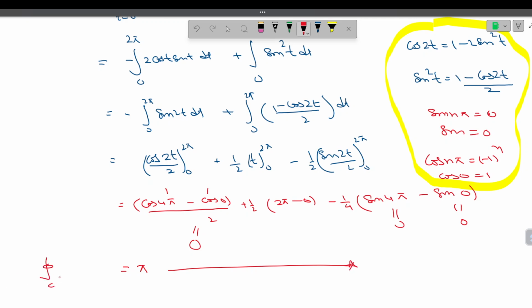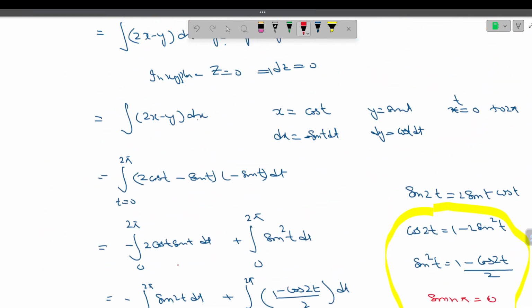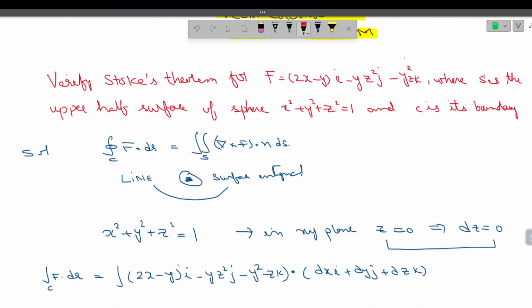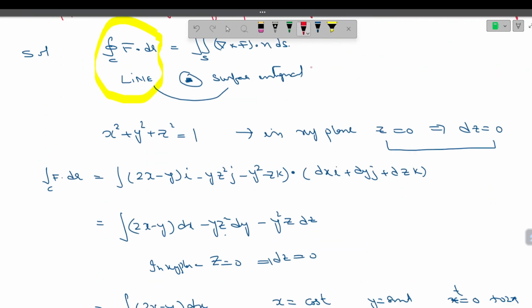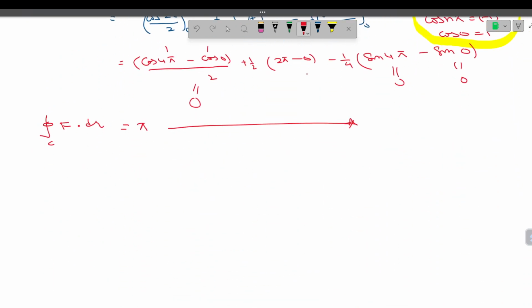Integration taken over the closed curve C, f dot dr, is pi. We have done this part. The line part we have done. Now we have to do curl f dot n ds over the surface. What we have to do? Curl f dot n ds. So this is the first part.